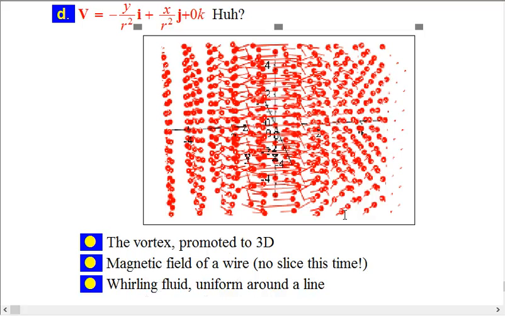Or it could be a whirling fluid. It's not exactly a vortex like a whirlpool draining down into a drain, because it is uniform top to bottom for any value of z. But it's a uniform whirling around a line that gets stronger as you go in. Okay, and otherwise it has a lot of the same kind of properties of the 2D vortex. So that concludes our tour of the most important highly symmetric vector fields in 2 and 3 dimensions.